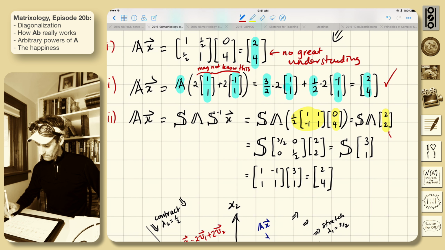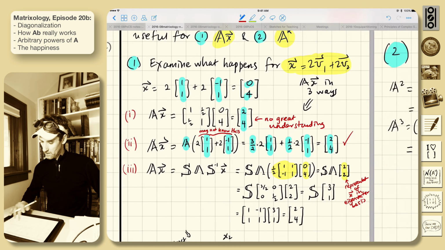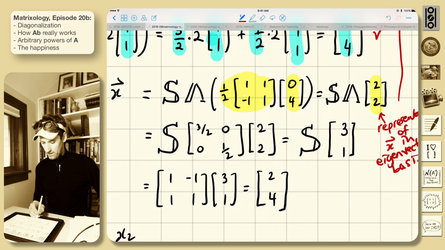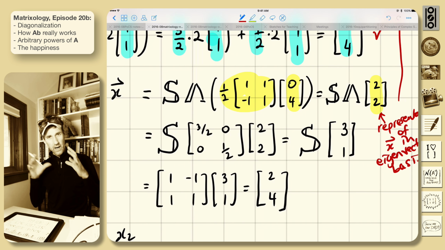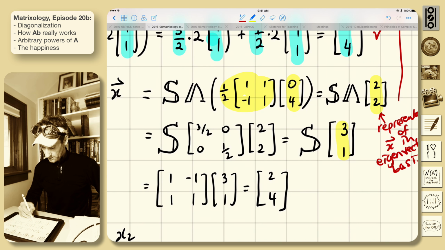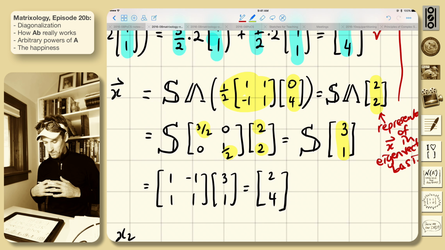This is actually the representation of x in eigenvector basis. It is 2, 2. It's 2 of v1 and 2 of v2. So that 2, 2 exactly means that. So let's keep going. The lambda comes through, so it's diagonal multiplication, a diagonal matrix multiplying, very simple. 3 halves times 2, a half times 2, so we end up with 3 and 1. So very, very simple. And then we have S, and S is going to undo things.